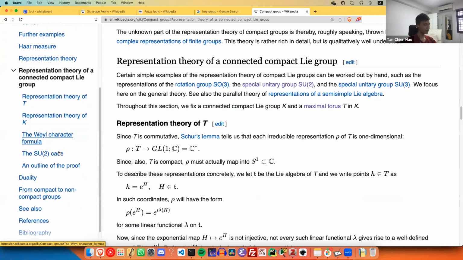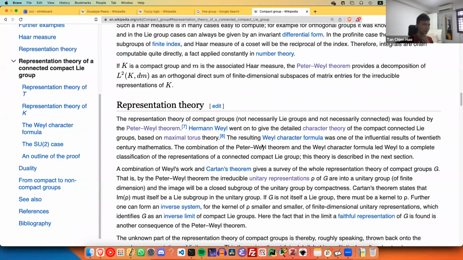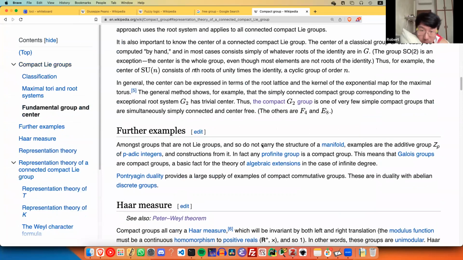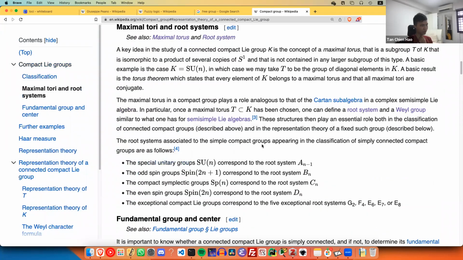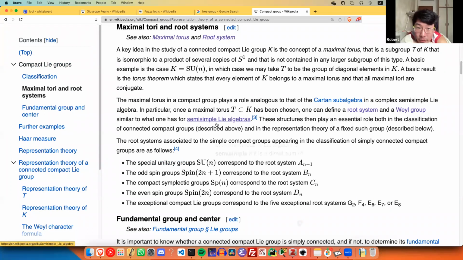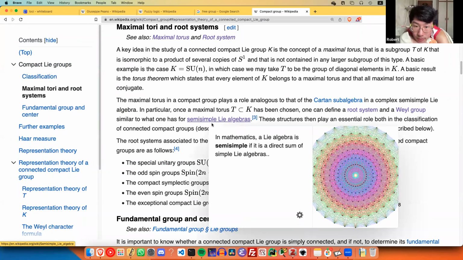Let me recall, what is a representation here? A representation is a homomorphism from a group to the general linear group, right? To the general linear group. That's right.